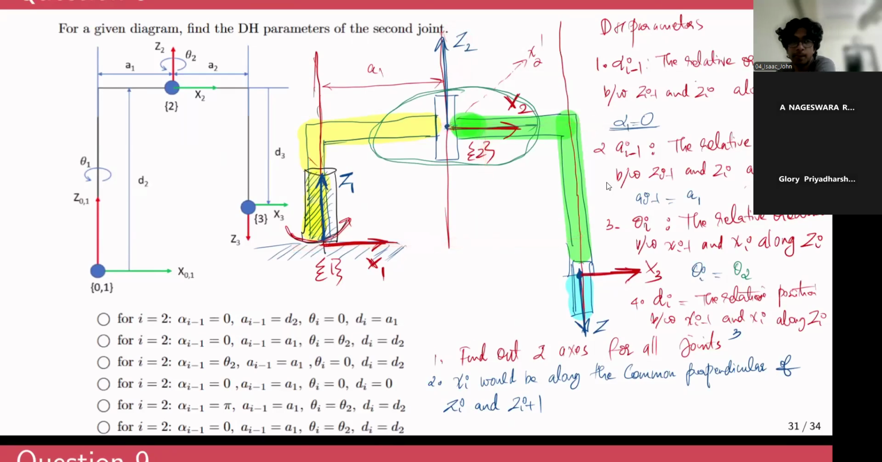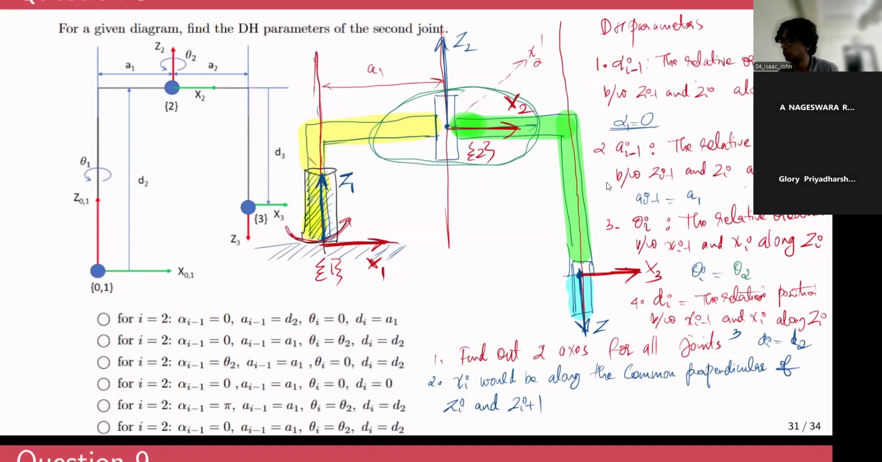What will that be? D2, sir. That will be d2. Yes. So di will now be d2. So irrespective of the orientation, if it is oriented like this, or like this, the perpendicular distance along x1 is always going to be d2. It won't change. The only parameter that is changing depending on the configuration of the robot is the joint variable, that is theta 2. So yeah, that's how we assign the DH parameters.